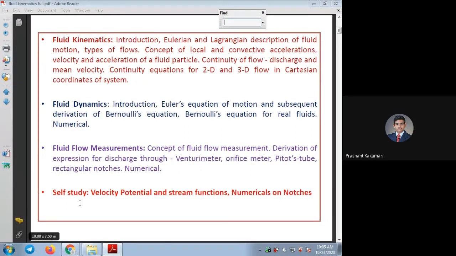Then self-study we have in fluid kinematics, that is velocity potential, stream functions, and numericals on notches. Numericals on notches I'll take one or two. All the remaining numericals will be like the lab; you can refer to that, or else you can refer to some books to solve the problems on notches.